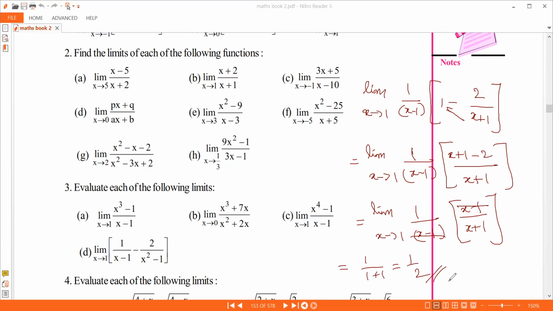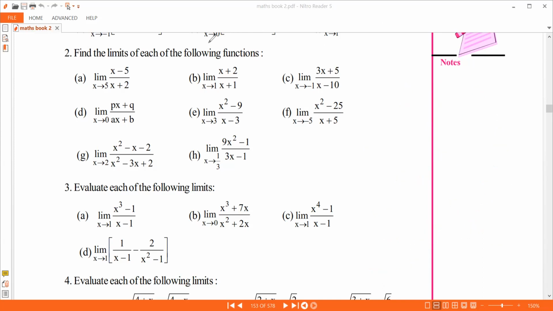This problem is a little bit tricky. I'm just writing it. Okay, clear? Can I clear? Next, we'll go ahead.